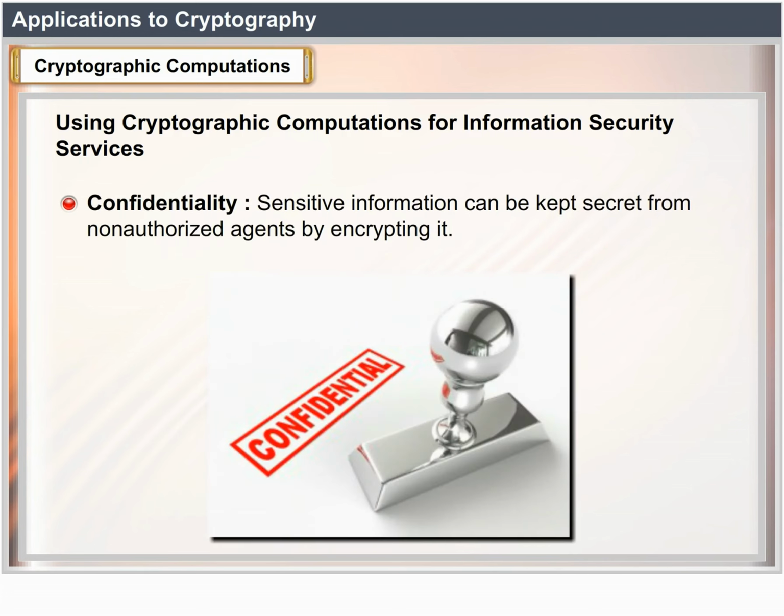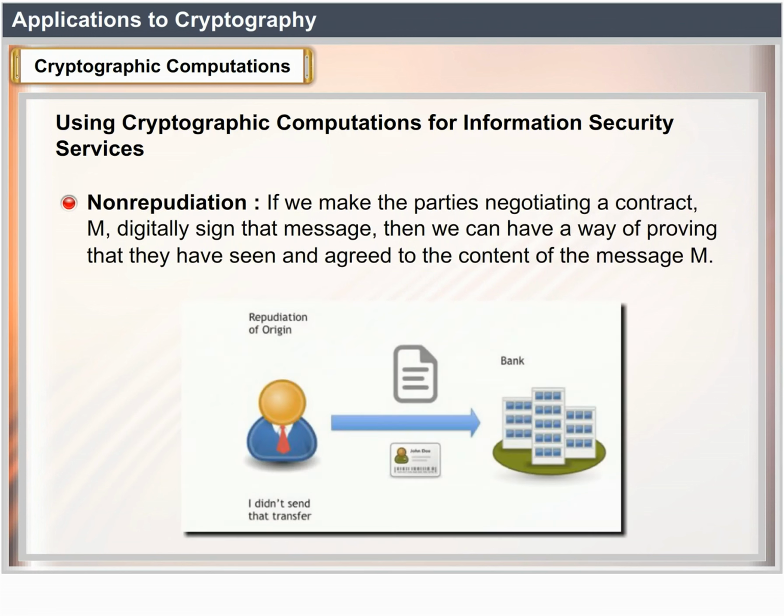Confidentiality. Sensitive information can be kept secret from non-authorized agents by encrypting it. Non-repudiation. If we make the parties negotiating a contract, M, digitally sign that message, then we can have a way of proving that they have seen and agreed to the content of the message M.